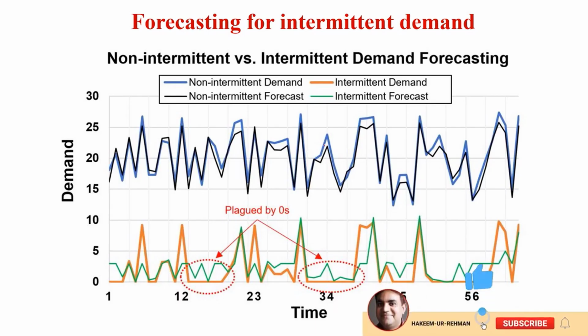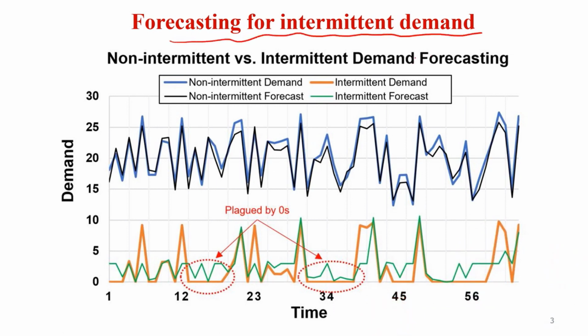Welcome. In this video lecture, I am going to talk about the forecasting methods to predict the intermittent demand. So let's first of all discuss what is the difference between the non-intermittent and the intermittent demand. Here you can see that the blue line in this particular graph is showing the non-intermittent demand, which means there are no zeros in the actual demand values over the time period.